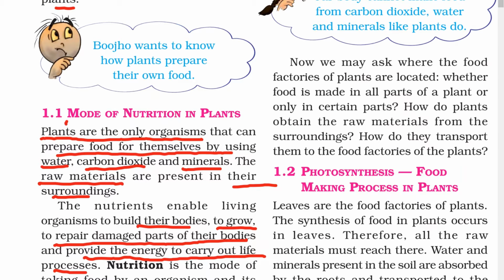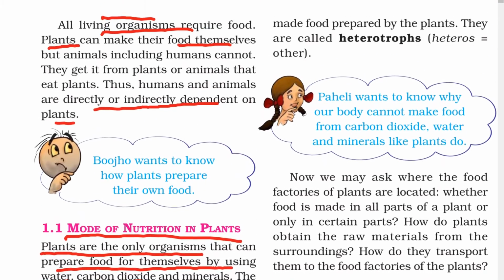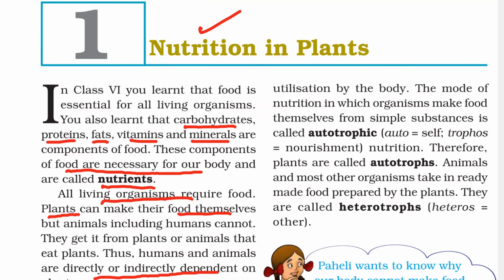Now we will understand mode of nutrition in plants. Mode of nutrition is a process in which plants take in food substances and utilize them to survive. There are two modes of nutrition. One is autotrophic mode of nutrition. Another one is heterotrophic mode of nutrition.